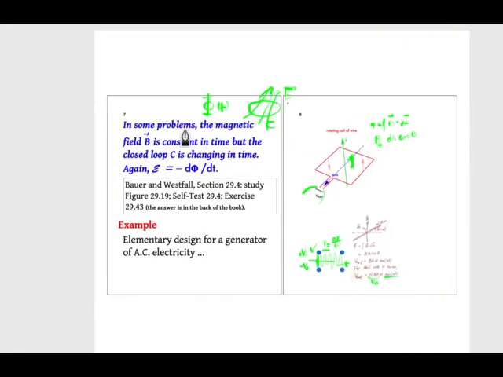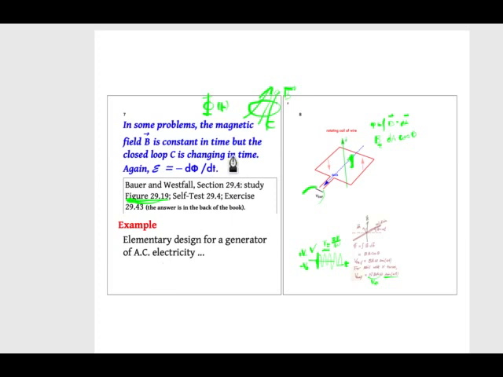So V0 would be the amplitude of oscillation. All right, so there's probably the best example of a problem in which the magnetic field is constant, but the flux through the coil is changing because that loop is rotating in space. And that's the elementary design for a generator of AC electricity. And I recommend that you study figure 29.19. Actually, this figure shows both an AC generator and also a DC generator.